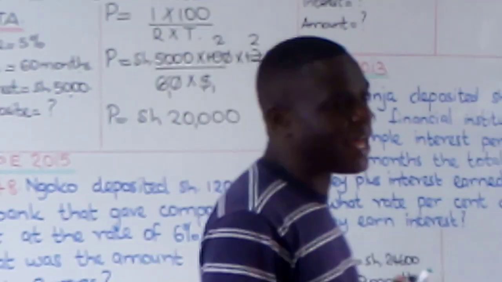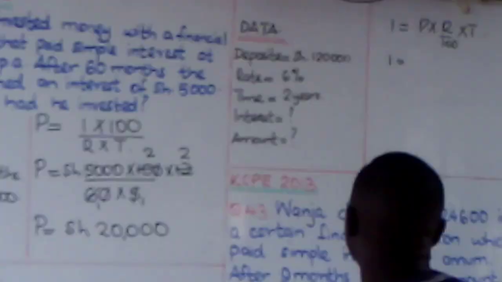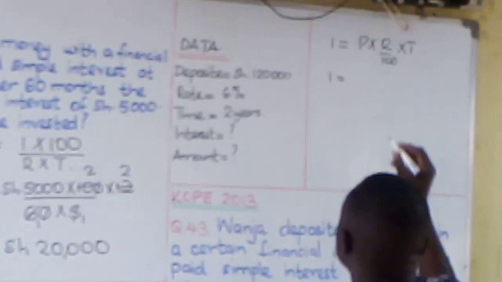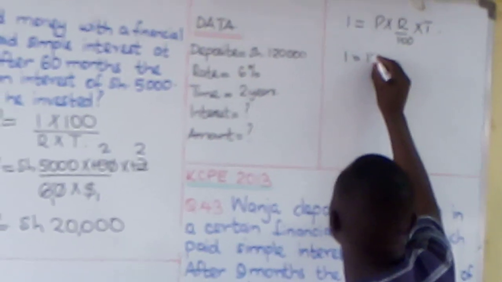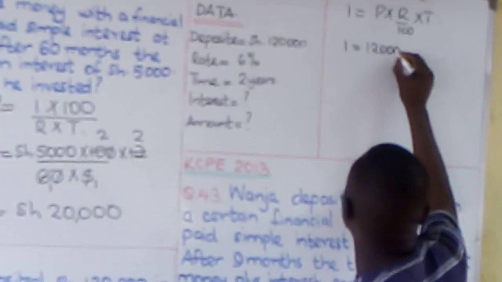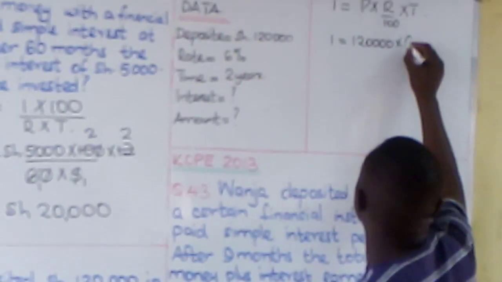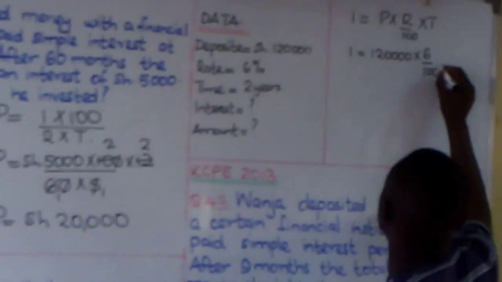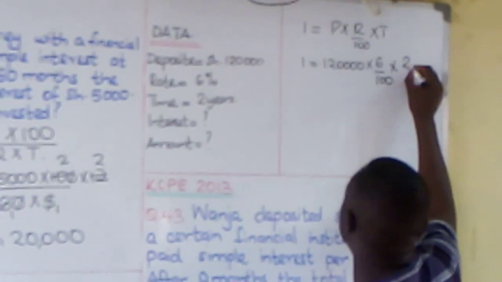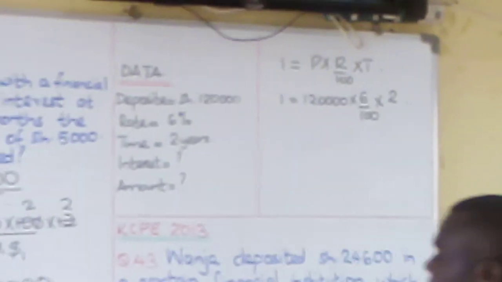Is that correct, class? Very well. So Doris says that the principal is 120,000 shillings, the rate is 6%, and the time is 2 years. Yes?